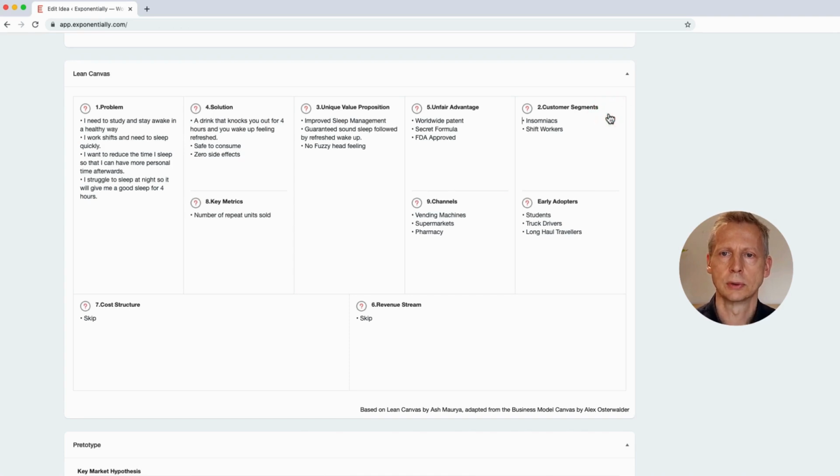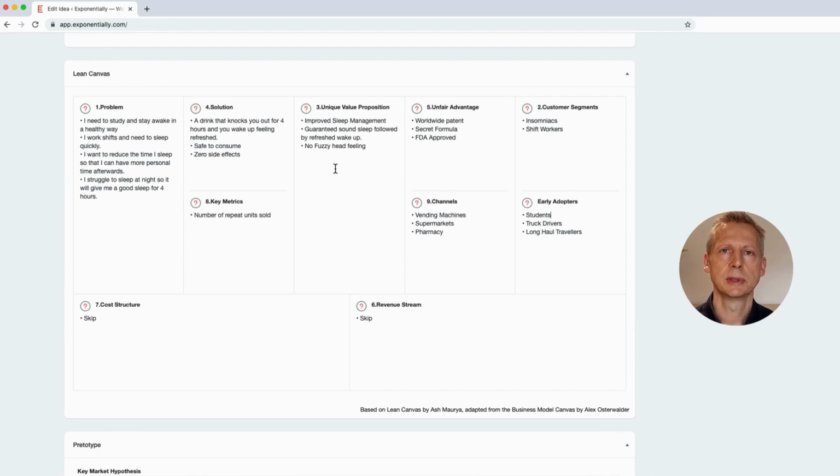We then go across to 2, which is customer segments. And customer segments are the high-level groups of customers. So in this case, it could be insomniacs or shift workers. But we're way more interested in the early adopters. And the early adopters are things like students, truck drivers, long-haul travelers. So people who are experiencing the most pain around this and would really jump at your solution and adopt it really quickly. We then go to the number 3, which is the unique value proposition.